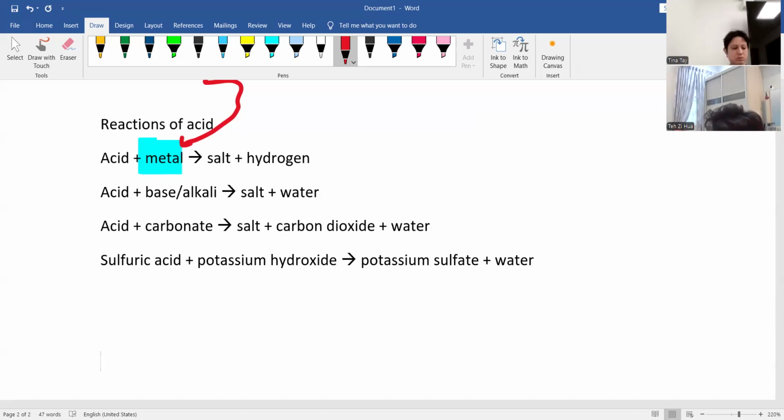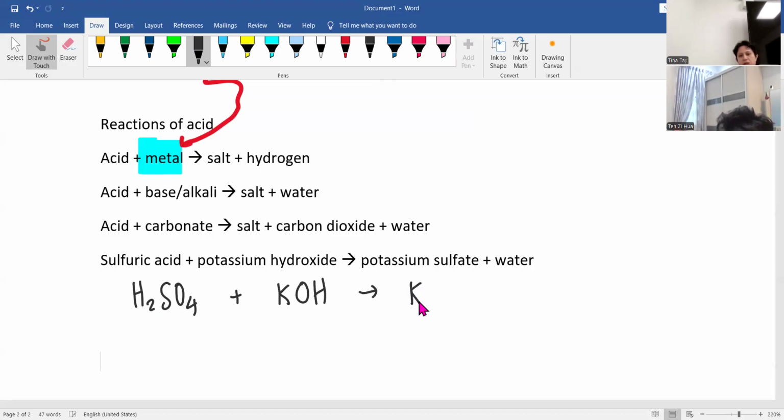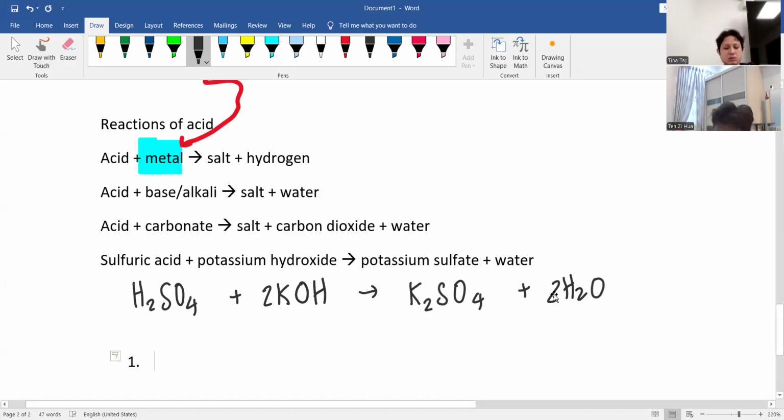So like this. Sulfuric acid is H2SO4, potassium hydroxide is KOH, potassium sulfate is K2SO4, and water is H2O. Do you remember how to balance the equation? Okay, 2, 2. Get it? So I'm going to give you a list. I want you to write down the chemical equations.